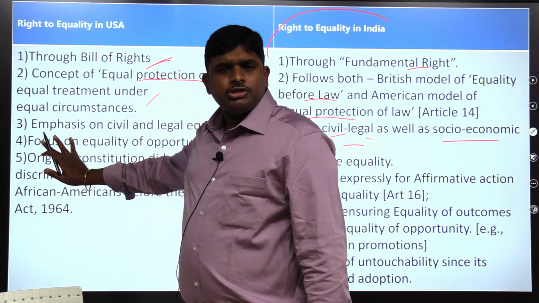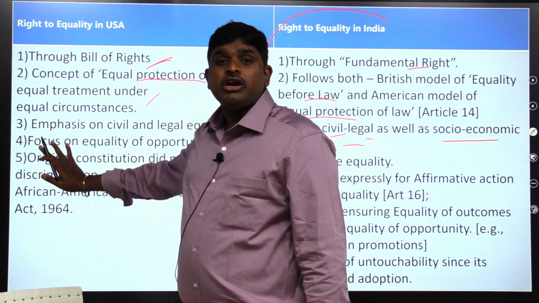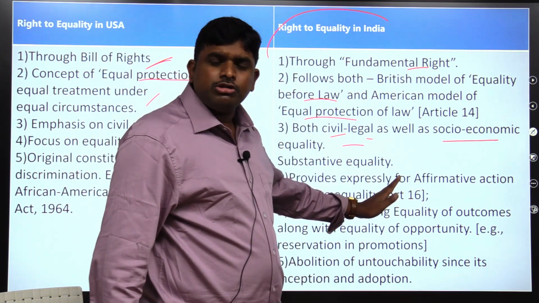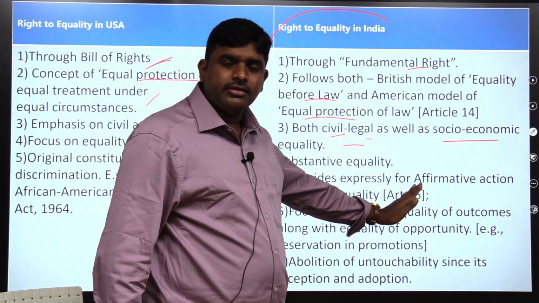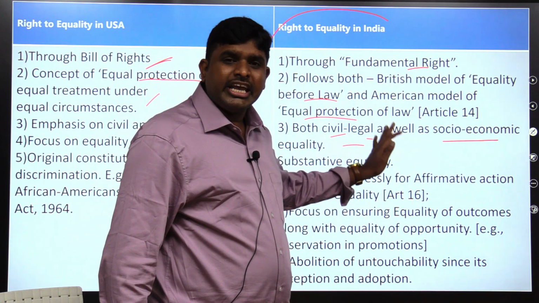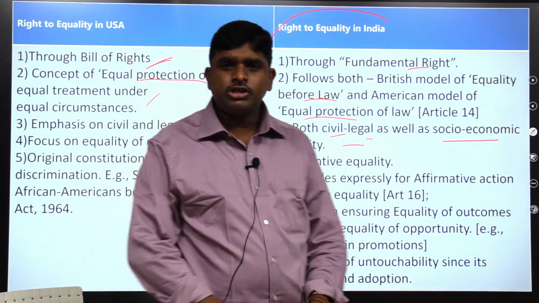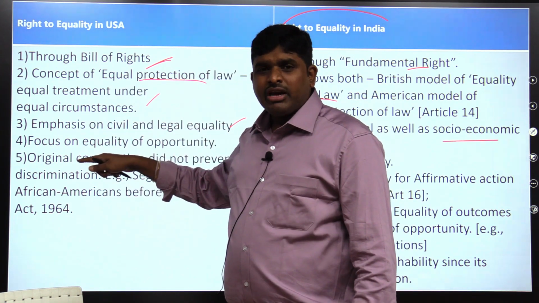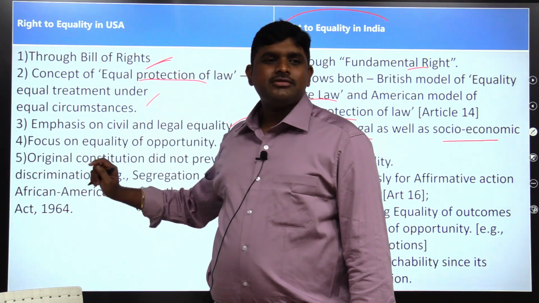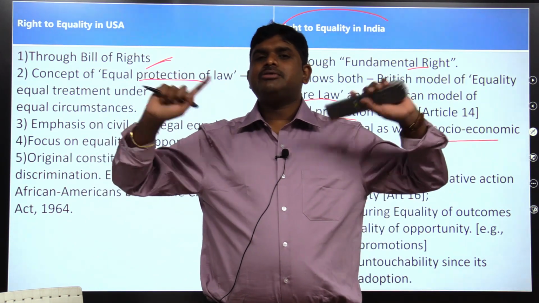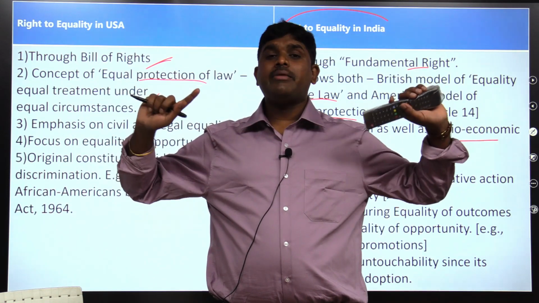In the American Constitution, racism was not banned, but in the Indian Constitution, untouchability is banned. In the Indian Constitution, equality is present in the original Constitution. Here, equality came into existence by amendments. So, that is the difference between the right to equality with respect to America and India.